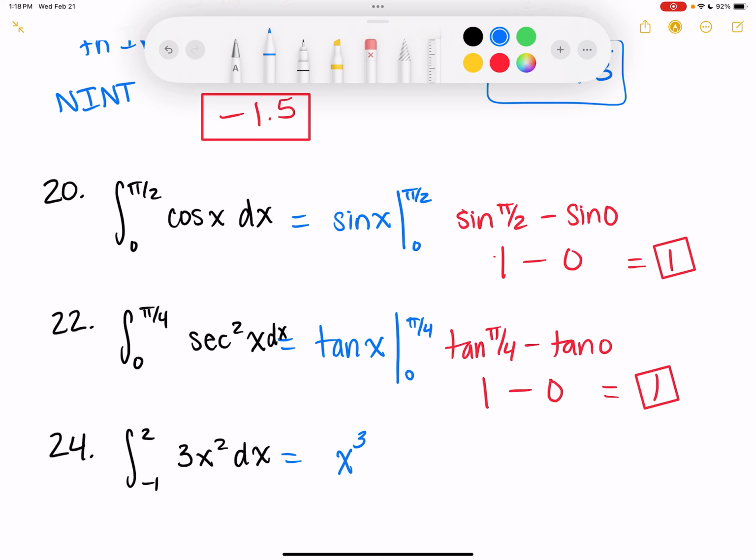When we get to the indefinite integrals, then yes, you would need the plus C's, but we're not there yet. So evaluated from -1 to 2. So we have 2 cubed minus -1 cubed, which is what? 9. 9.